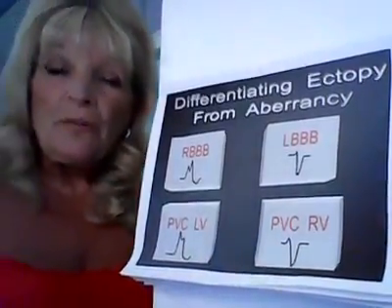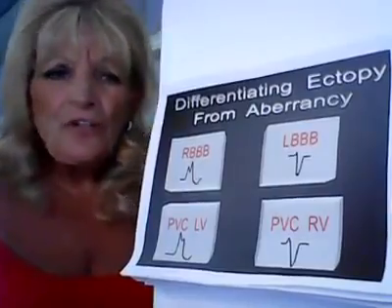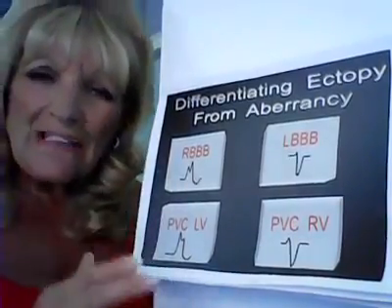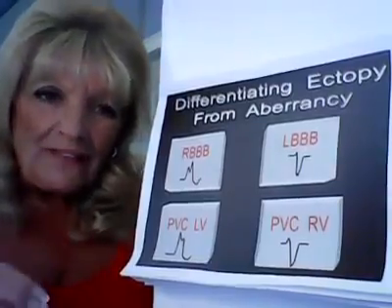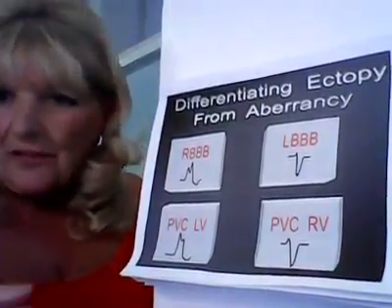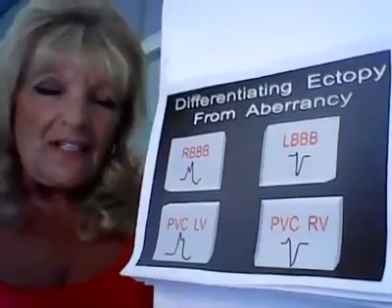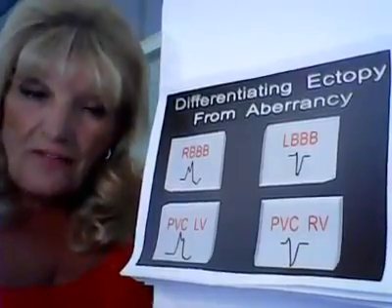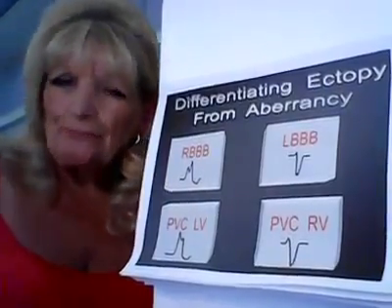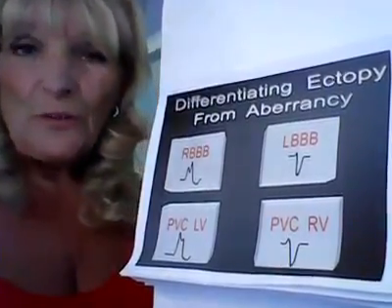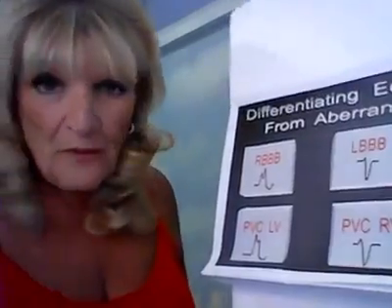It's very important to remember that whenever you are differentiating Ectopy from Aberrancy, you have to be in V1 or MCL1. You can never be in any other lead. You must be in V1 or MCL1 or even a Lewis lead. And people say, what's a Lewis lead? Let me just move this out of the way.